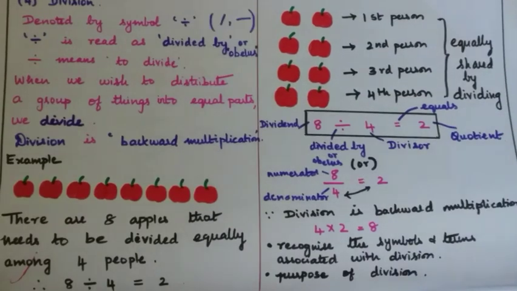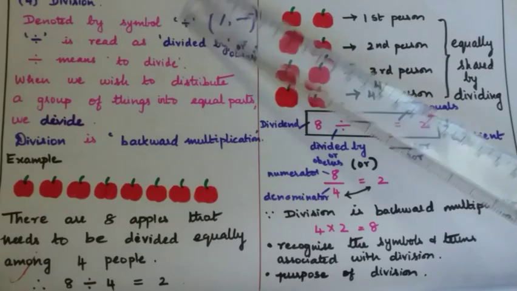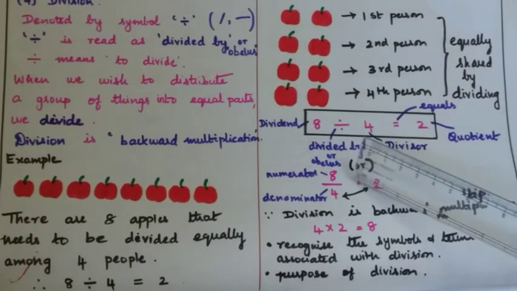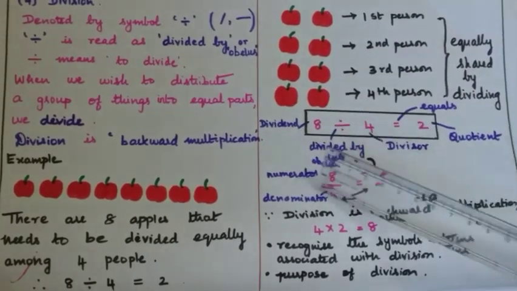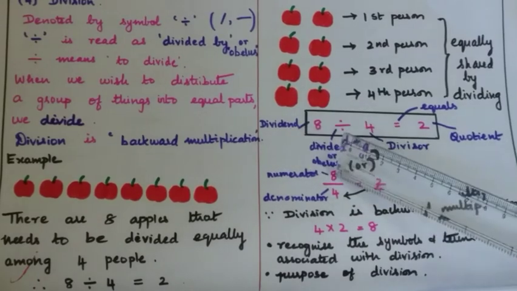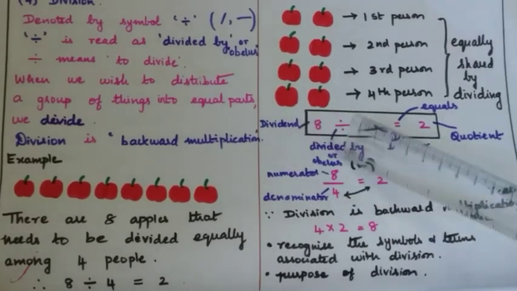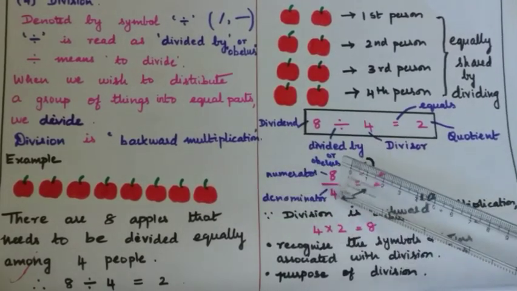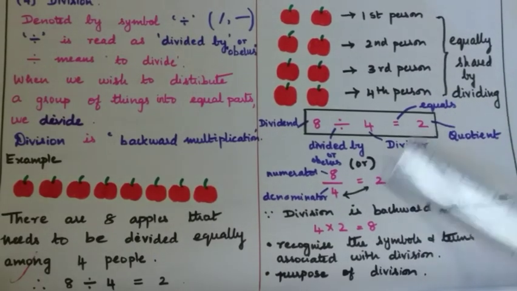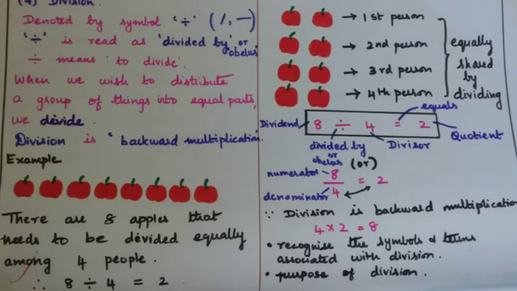Sometimes the symbol for division is also denoted by a slash or a horizontal line. When we write division in another format, the number above the horizontal line is the numerator and the number below the horizontal line is the denominator, and the result obtained is the quotient. So when you multiply 4 into 2, you get the result 8. Therefore, division is nothing but backward multiplication.